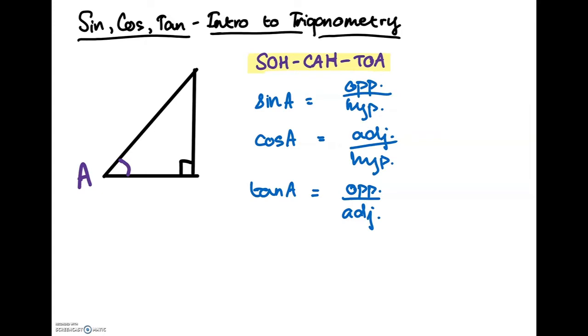Hey everyone, today's video is going to be a quick little introduction to trigonometry. We're going to be talking about the three different trigonometric functions, which are sine, cosine, and tangent, and how to find them. This is going to be very basic, beginner level trigonometry.